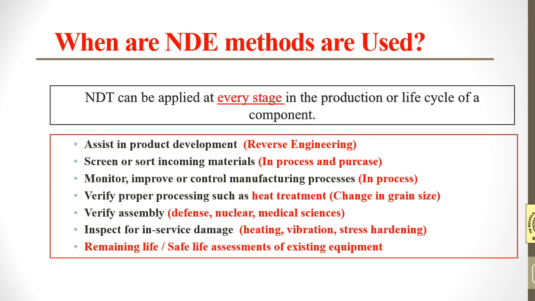Monitor, improve, and control manufacturing processes. Again, this is in process inspection. Verify proper processing such as heat treatment or change in grain size. It is used for verifying assembly. Example is nuclear, medical science, and defense.